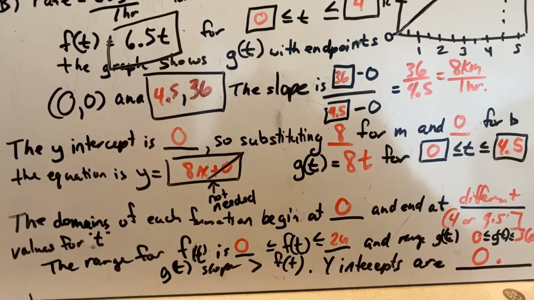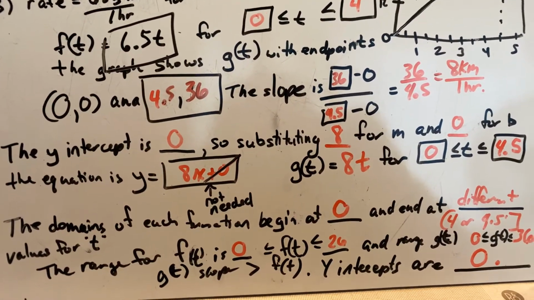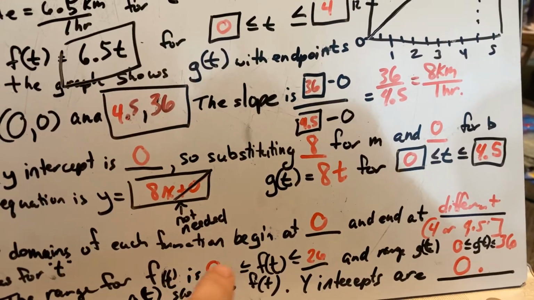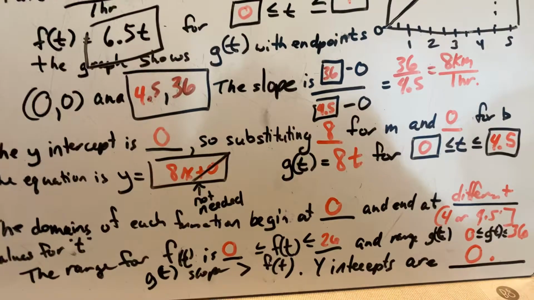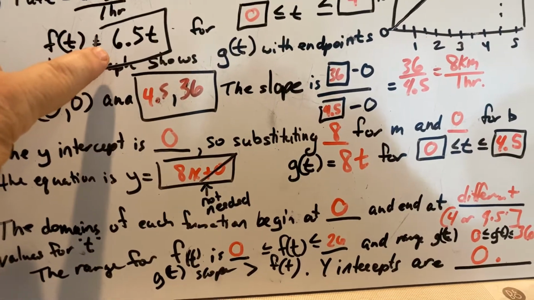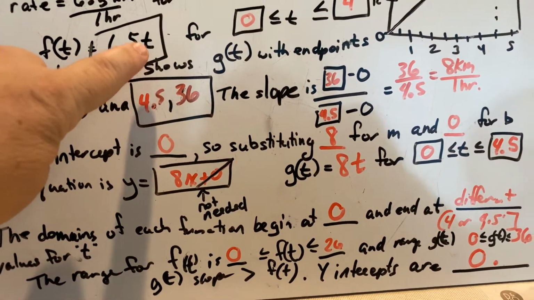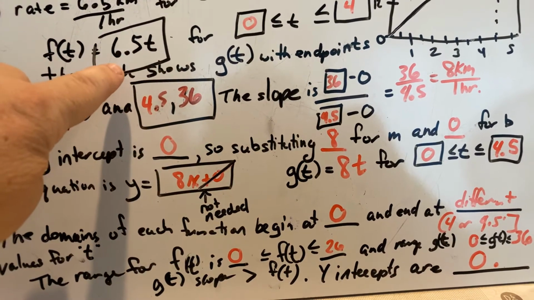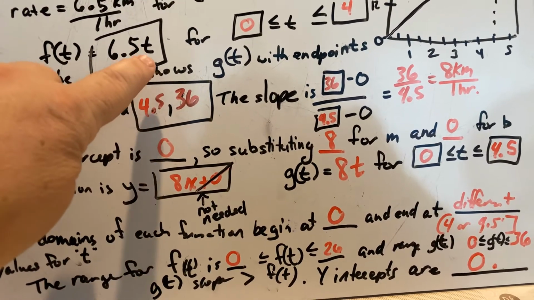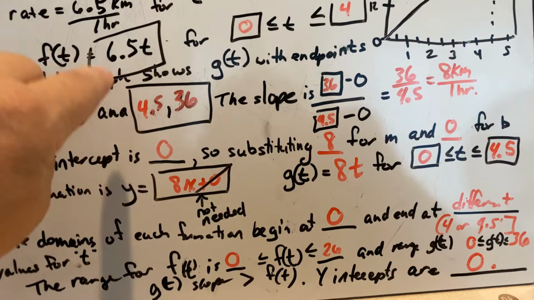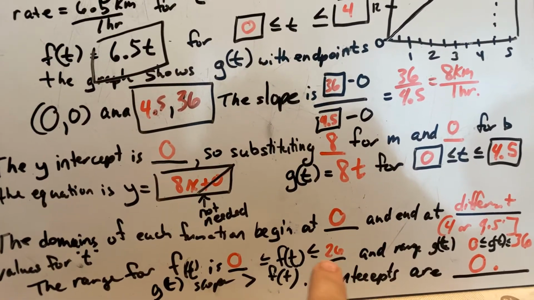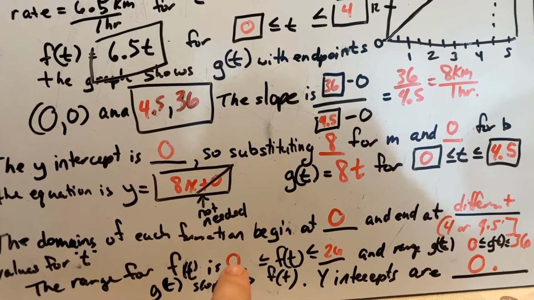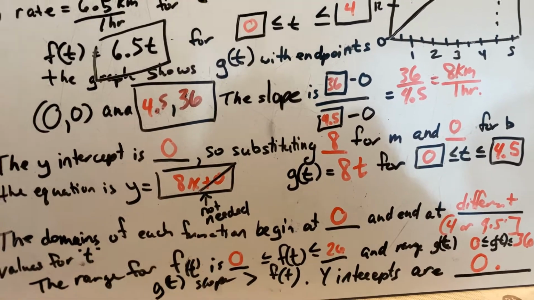The range for f of t is greater than or equal to 0, but less than or equal to 26. Where does that 26 come from? If you go back up here and you say 6.5 times 4, well, 4 times 6 is 24, and 50 cents 4 times is 2, so I get 24 plus 2 is 26. And again, so that's my range for the first function, f of t. f of t goes between 0 and 26.